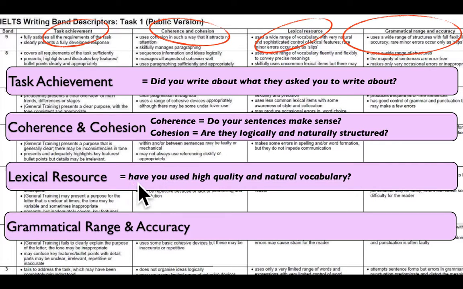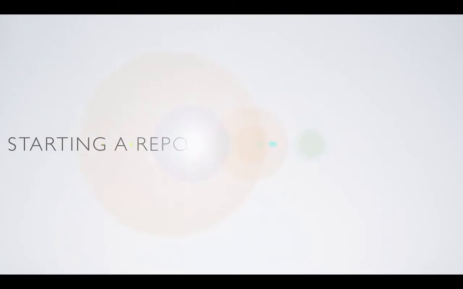Lexical resource means, have you used high quality and natural vocabulary? Anytime you see lexical, that refers to vocabulary, the quality of your words. Grammatical range and accuracy means, have you used natural and accurate grammar structures? So that's what they mean, and you have to write your report in order to score as many points in each of these categories, and we'll help you to do that.